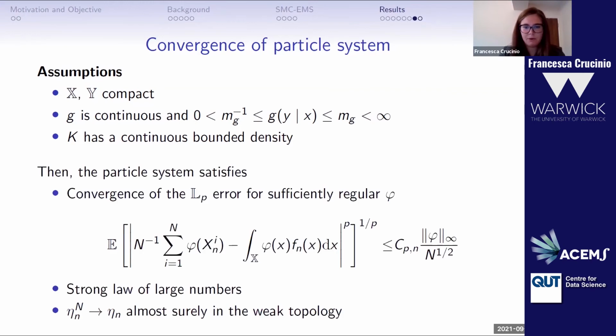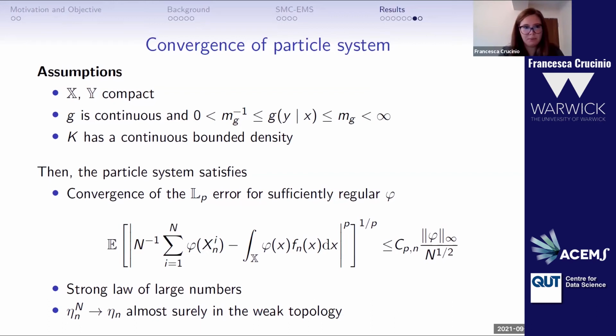And by that, I mean that we have convergence of order 1 over square root of n, which is the number over here, for L^p errors, which is one of the standard results people look at in the SMC literature. And then from this, we can recover a strong law of large numbers and convergence in the weak topology, which is particularly interesting because it means that even without taking integrals, our particle approximations are converging to the EMS recursion. And the way this works is that you just have to take into account the fact that you have approximated weights and control the error caused by that.